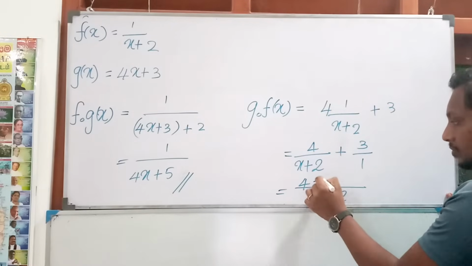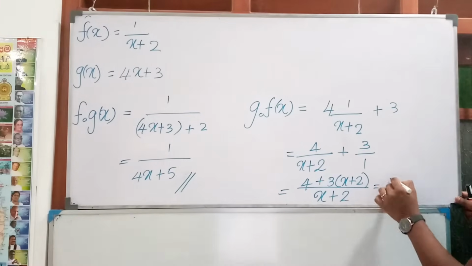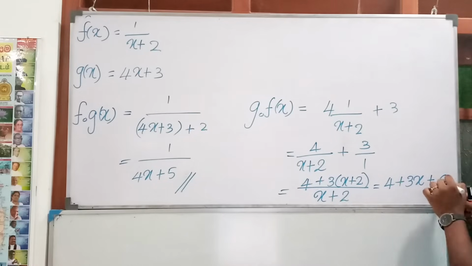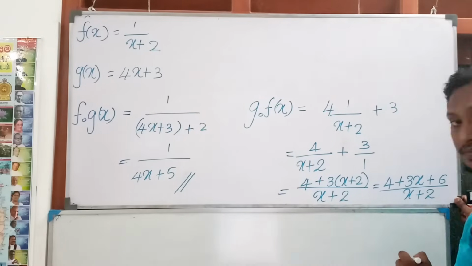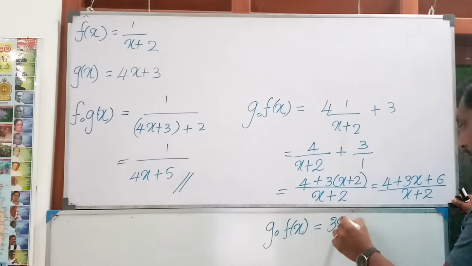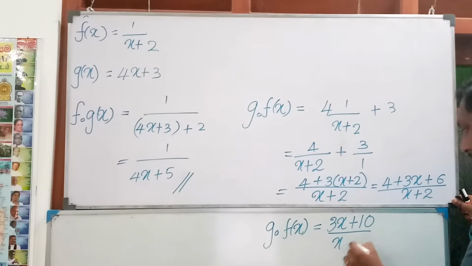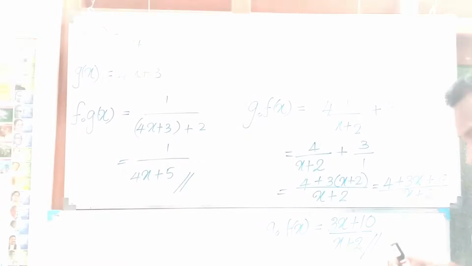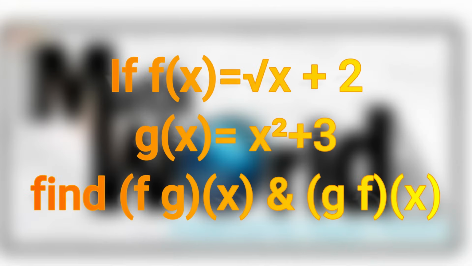So you replace the x term in the function g by the function f(x). So it is also not that difficult. Simplify carefully, so finally you will get the answer. g of f(x) equals (3x plus 10) over (x plus 2). Now we take another example.